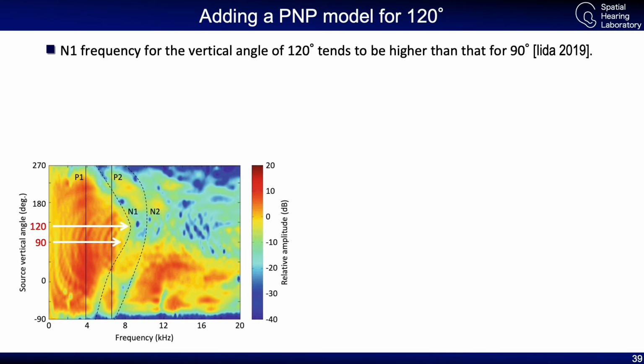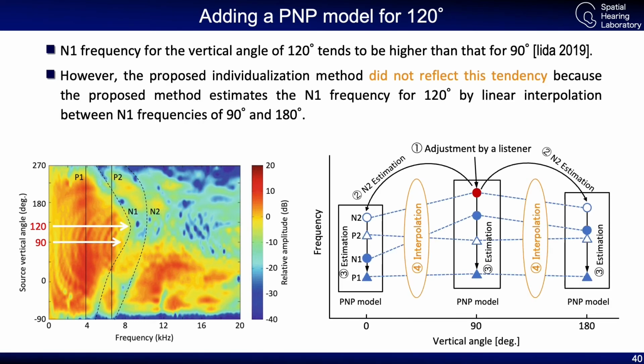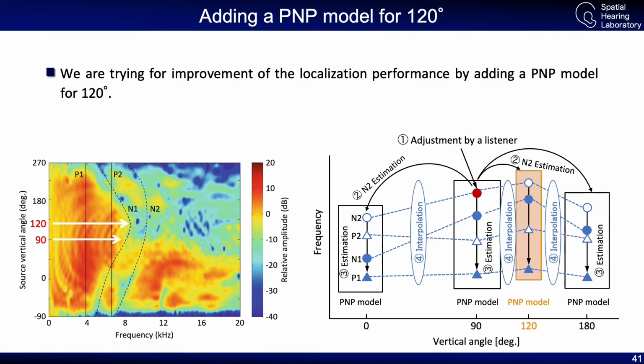In general, N1 frequency for the vertical angle of 120 degrees tends to be higher than that for 90 degrees, as shown in the figure. However, the proposed individualization method did not reflect this tendency because the proposed method estimates the N1 frequency for 120 degrees by linear interpolation between N1 frequencies of 90 and 180 degrees. Then, we are trying for improvement of the localization performance by adding a PNP model for 120 degrees.